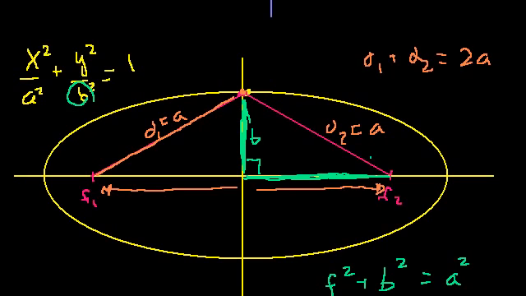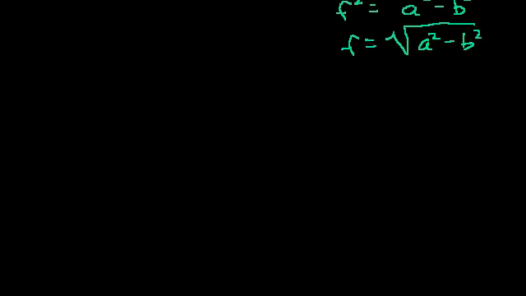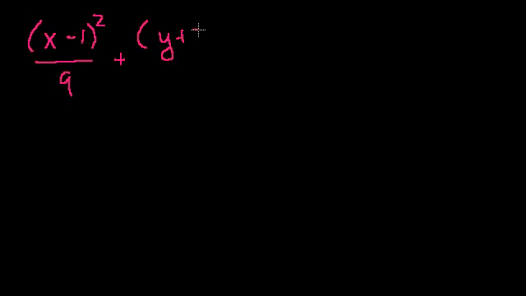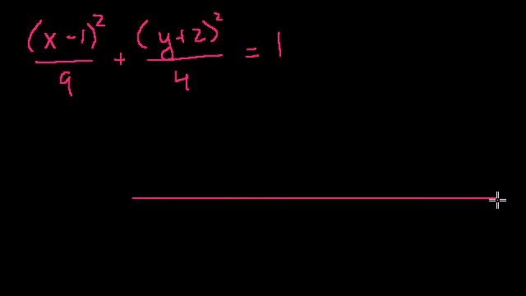Now let's see if we can use that to apply it to some real problems where they might ask you, hey, find the focal length or find the coordinates of the foci. So let's say I had the equation (x minus 1) squared over 9 plus (y plus 2) squared over 4 is equal to 1. So let's just graph this first of all. This could be interesting. So I'll draw the axes. That's the x-axis. This is the y-axis.